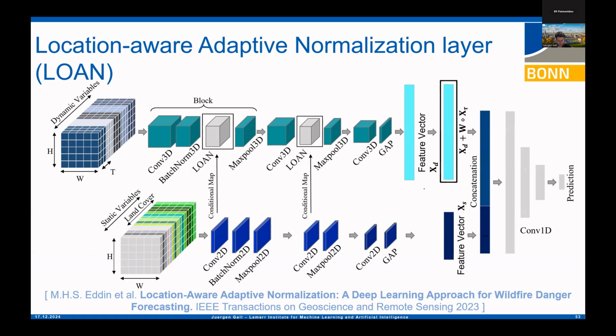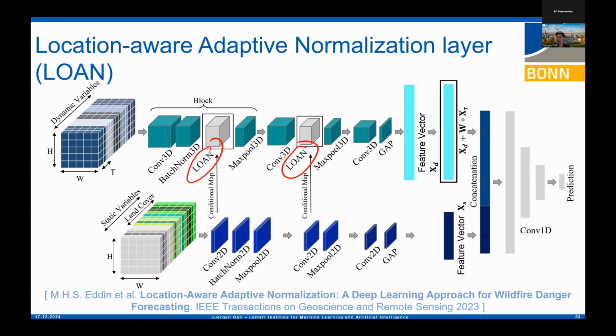So we add this modulation part in this network. It's at this part of my network that I normalize my dynamic variables based on my static environment. We actually show in the paper that this improves the prediction accuracy.